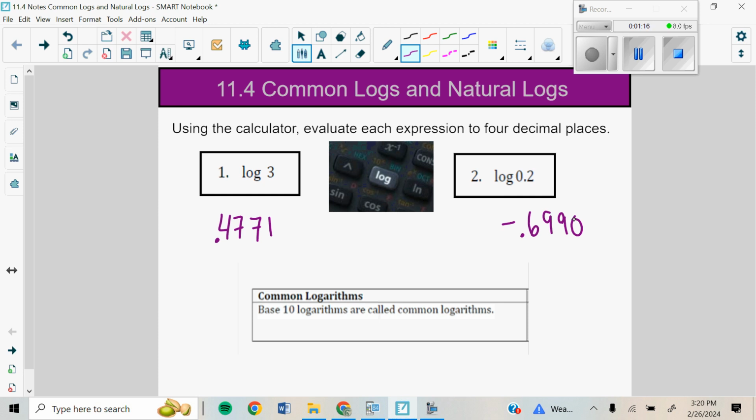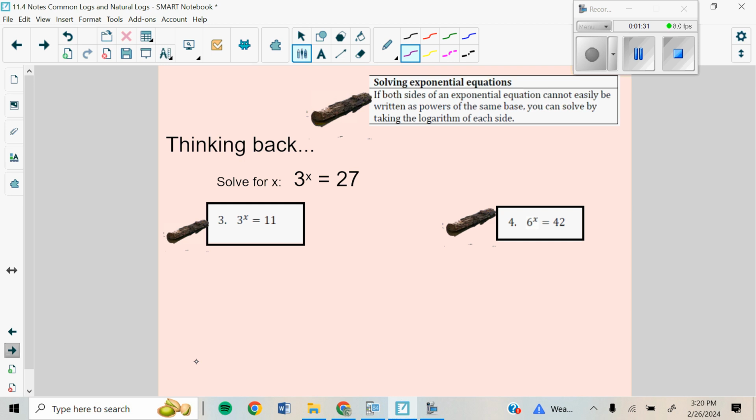And what we just used is our common log. Common log has a base 10. So if it's a log base 10, that's the same thing as just plain log. We use our log base 10 or common logs when both sides of my exponential equation can't be easily rewritten as powers of the same base.